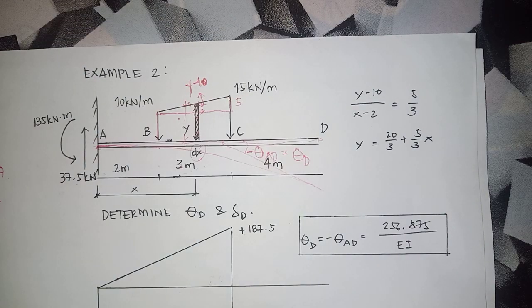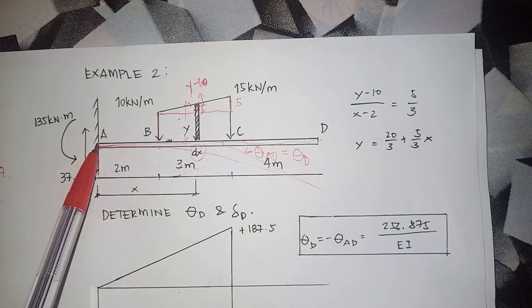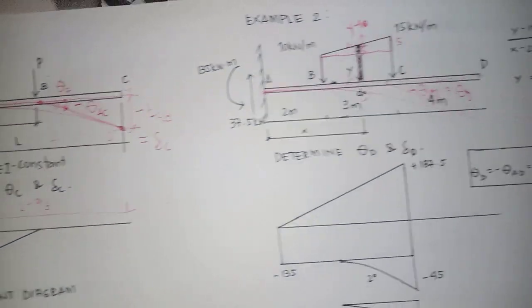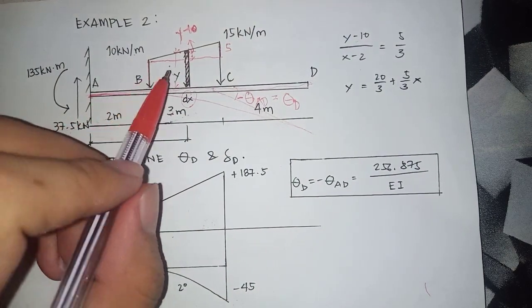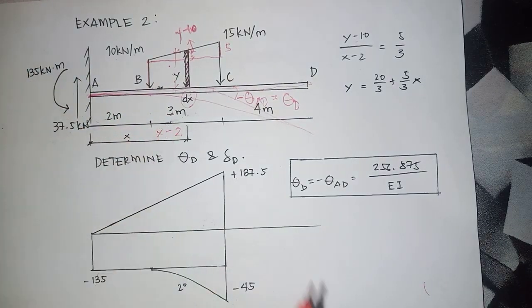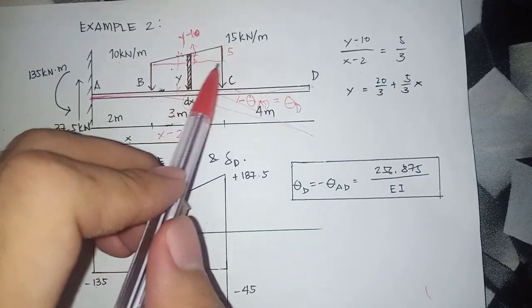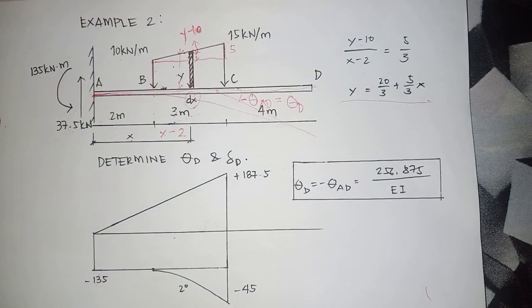Using similar triangles, we get y minus 10 is equal to what? If this is distance x from point A, like in example 1 earlier, where it was represented by a, this is x, but since we are using ratio and proportion, this portion is only x minus 2. So y minus 10 divided by x minus 2 is equal to 5 over 3. Upon simplification, y is equal to 20 over 3 plus 5/3 of x.